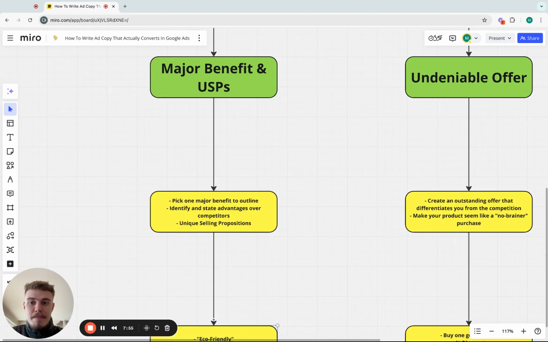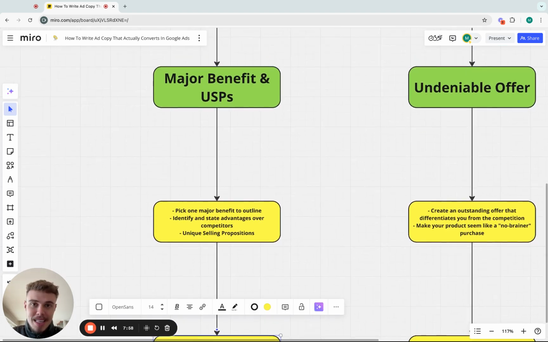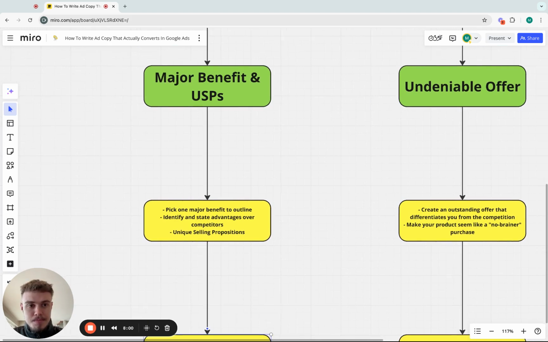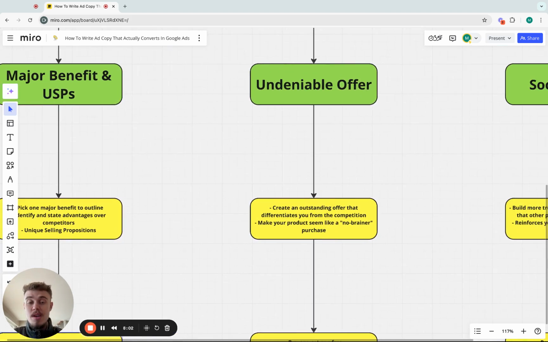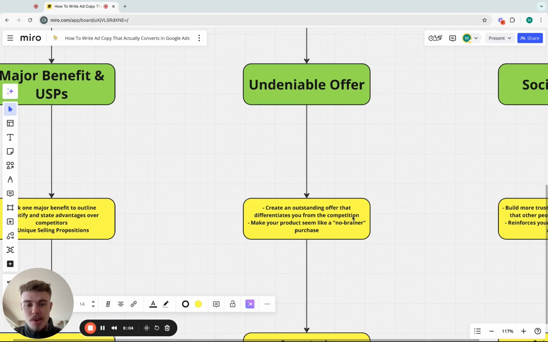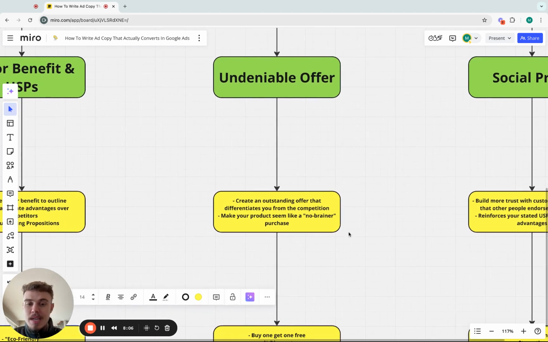So finding a major benefit and USP and outlining that in your ad is going to be very helpful. Second of all, creating an undeniable offer. You need to create an outstanding offer that differentiates you from the competition. Make your product seem like a no-brainer purchase.